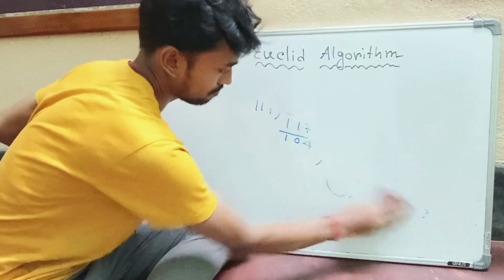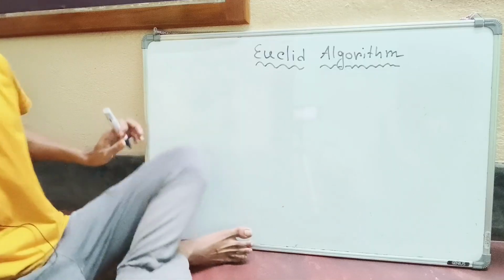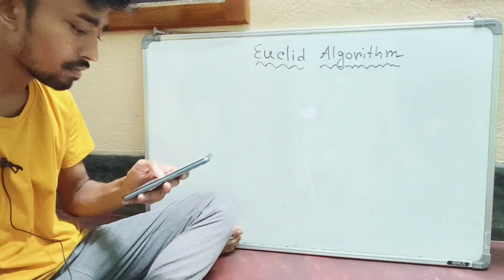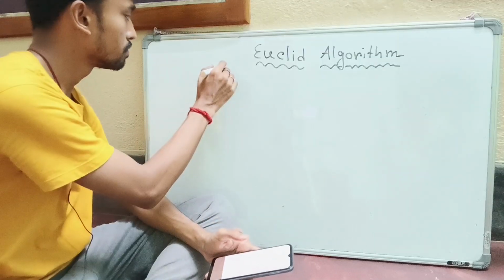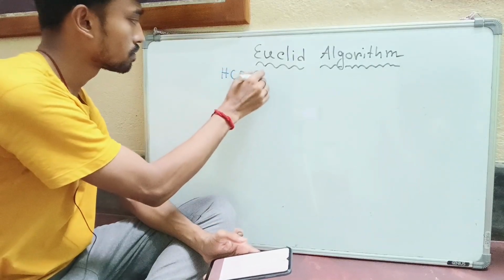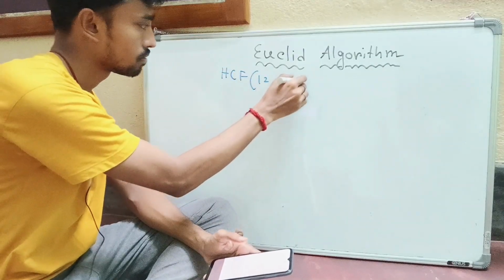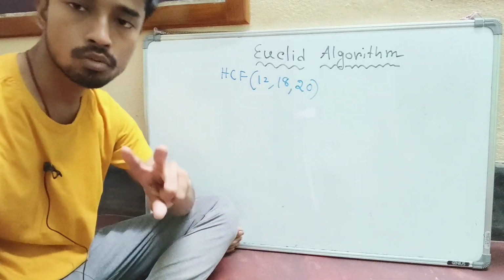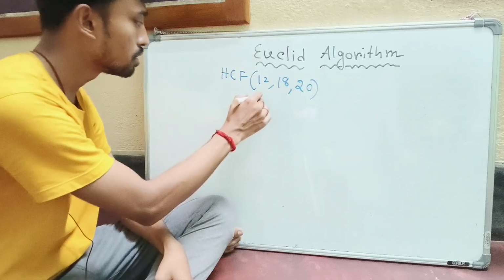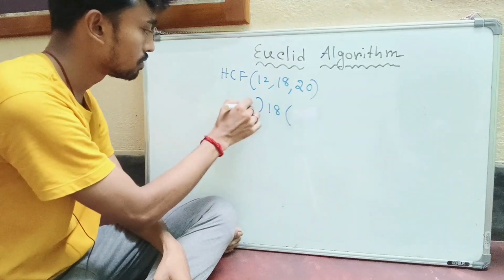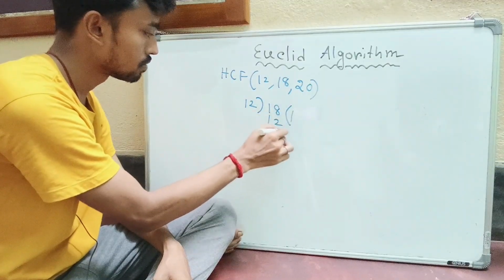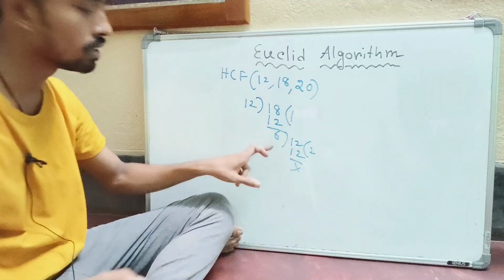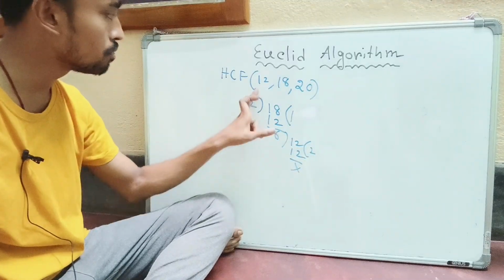Okay, so let's see some 3 numbers: 12, 18 and 20. So there are 3 numbers you can see. First take the 2 smaller numbers, 12 and 18, and divide them. So 6. So 6 is the HCF of 12 and 18.